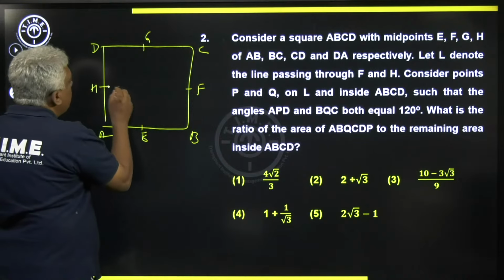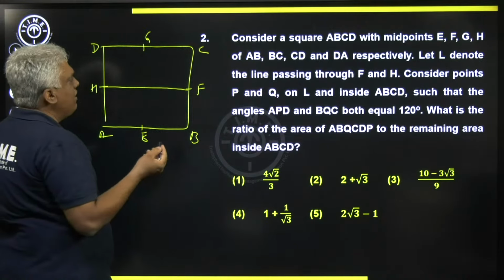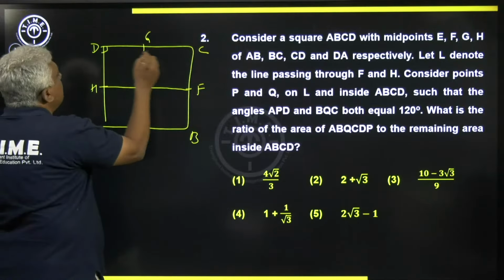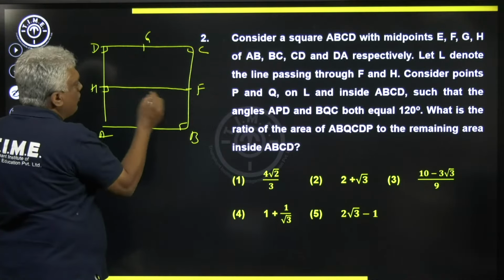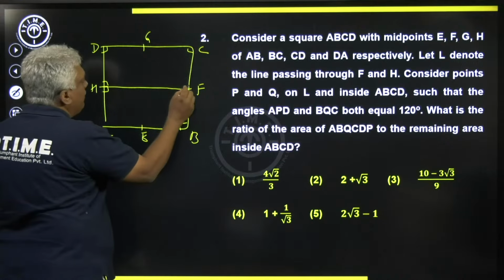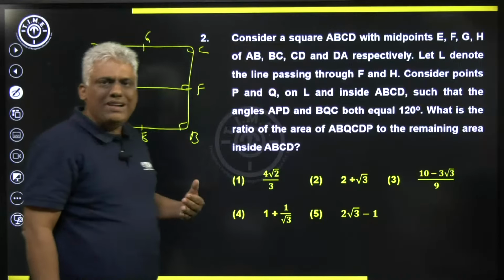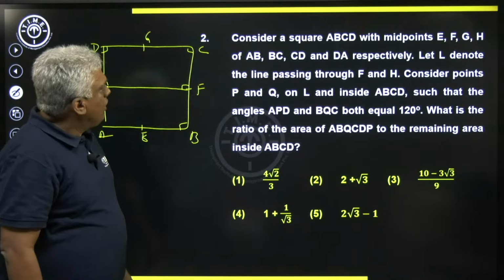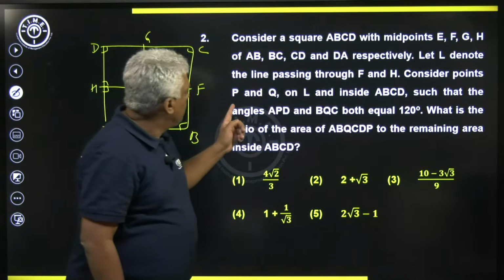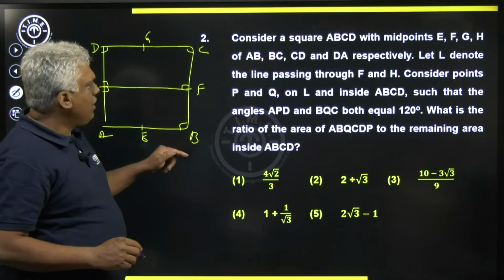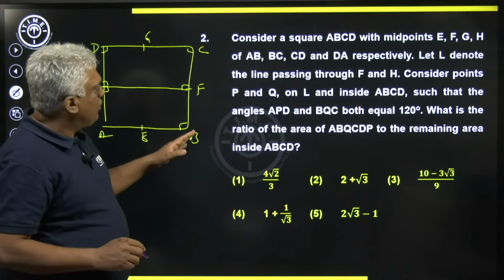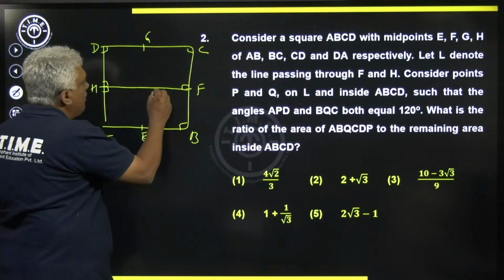So this is the line passing through F and H. Since this is a square, this is 90, this is 90, this is 90, and these are midpoints, so this line will also be parallel to this line. This will also be 90, 90. So the two parts will be identical. Now consider points P and Q on L. This line is named L.